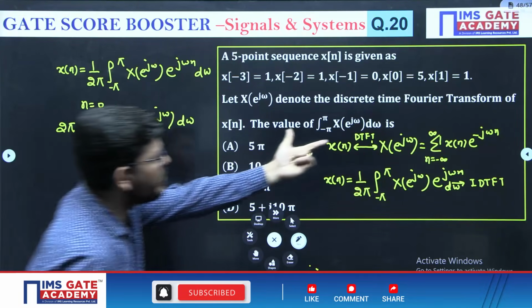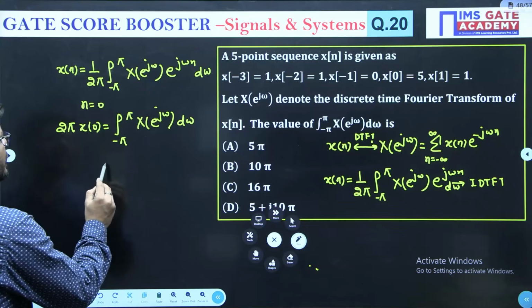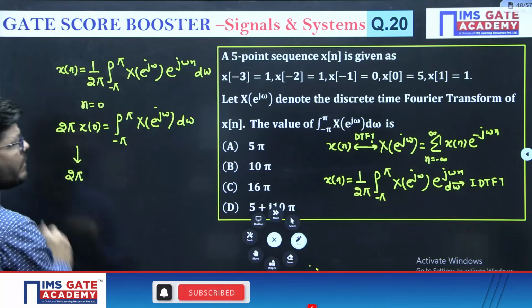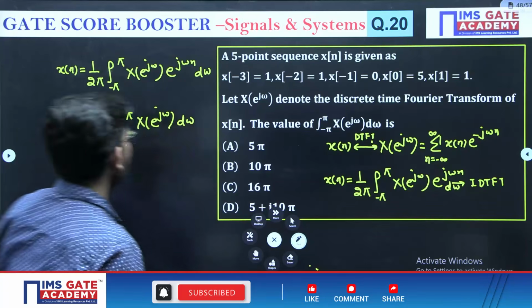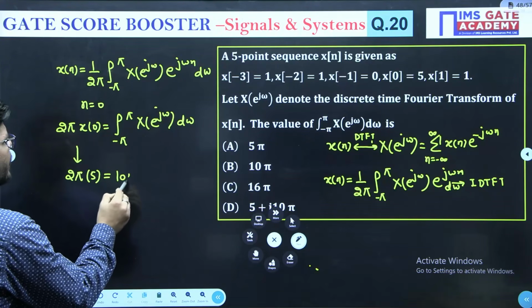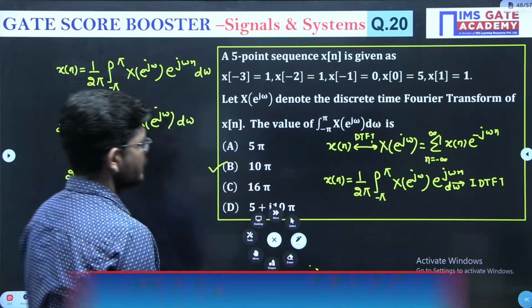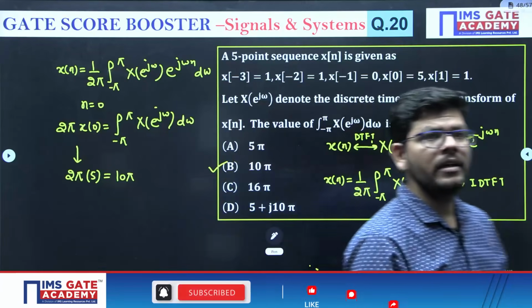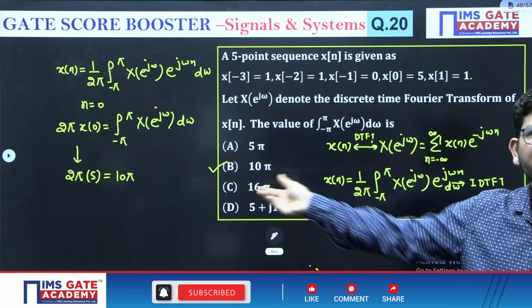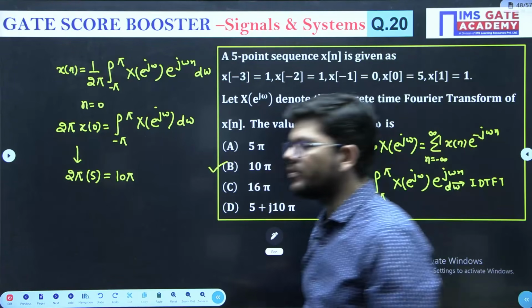And this is what we have to find. We have to find the value of this integral. So this integral is what? This is equal to 2 pi x0. Now what is the value of x0 here? It is equal to 5, right? So you will get 10 pi, and 10 pi is the answer. Correct? DTFT, a complex topic, but a very easy problem is asked. Inverse DTFT formula is only what you have to know.